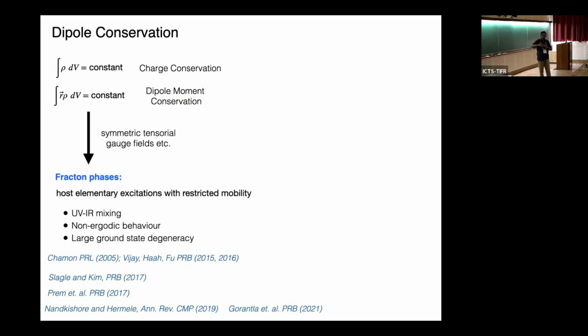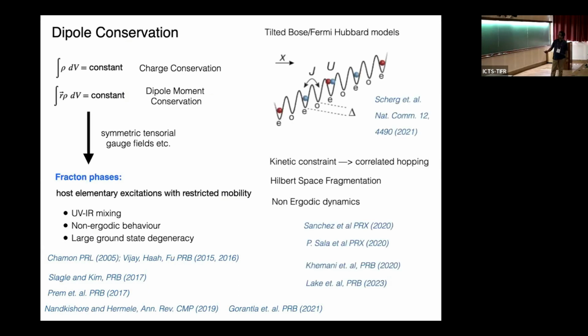They can move in one direction, let's say, without creating additional excitations, but in other directions, they have to create a lot of excitations to move. These theories usually show very strong UV-IR mixing, so ground state properties are often dependent on exactly how you regularize the theory. And these often also have large ground state degeneracy.